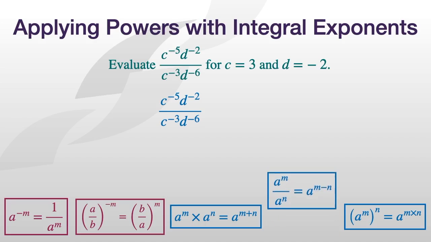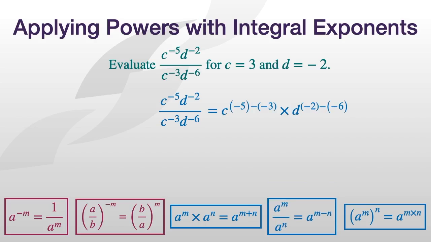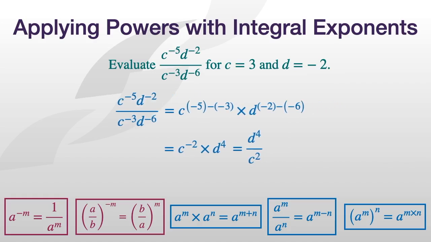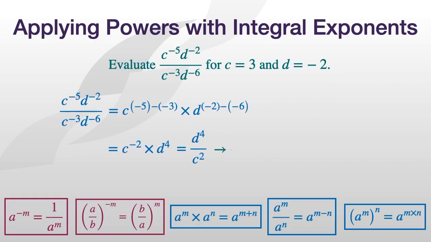We are dividing powers, so we should subtract the exponents. This gives us c to the negative 2 times d to the positive 4. Doing the inverse to c to the negative 2 makes it dividing by c to the positive 2. Now we are ready to substitute. Our final answer is 16/9.